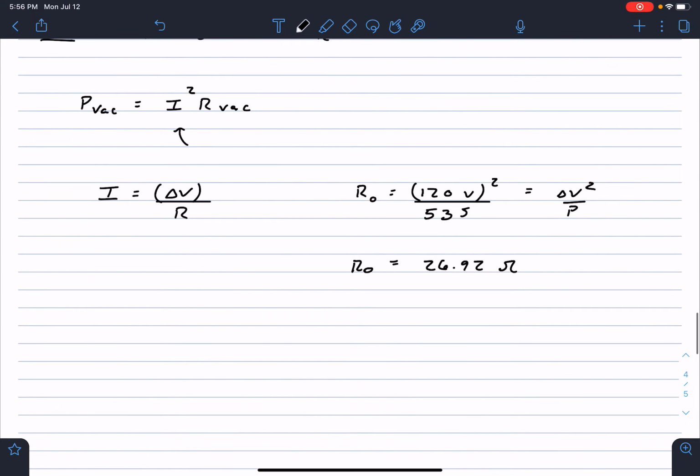Okay, so again, I did make a mistake here. Ohm's law is V equals I times R. So I just rearranged it, and this is in terms of power: delta V squared over P. Like that. Okay.